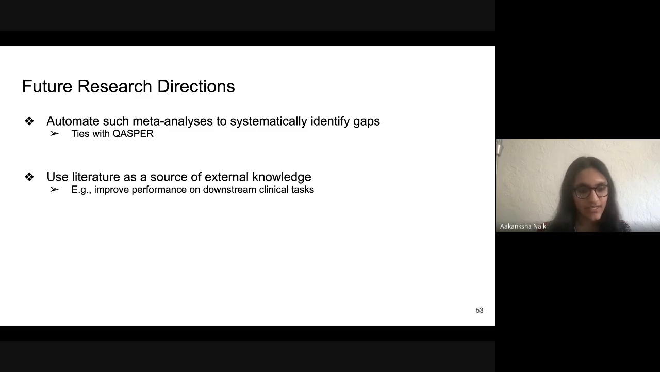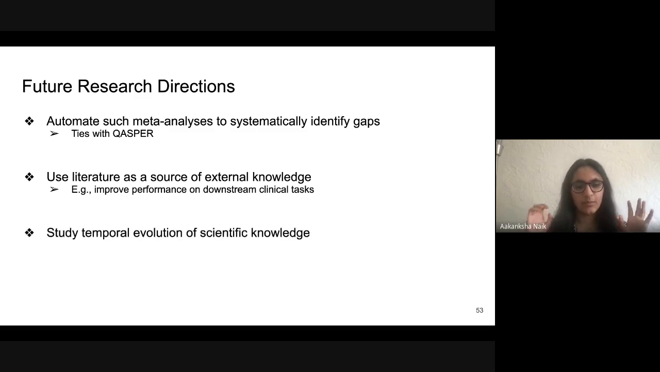And finally, the last and maybe a bit of a stretch goal, which is more long term, and something I'm interested in doing, is studying the temporal evolution of scientific knowledge. So things like what were things that we thought we knew but have since disproven, or what are the paths that we think are most likely to lead to more progress, and trying to do more science of science work.